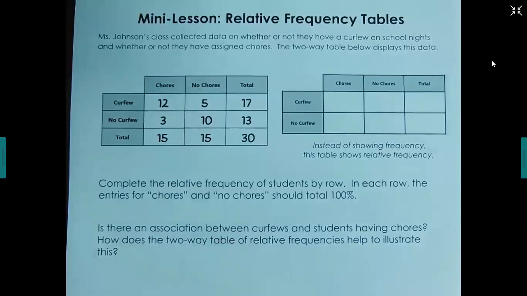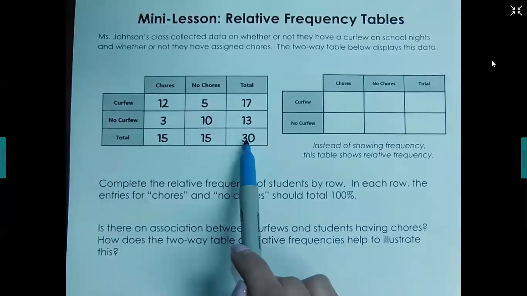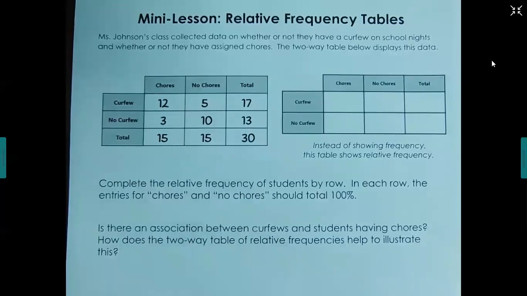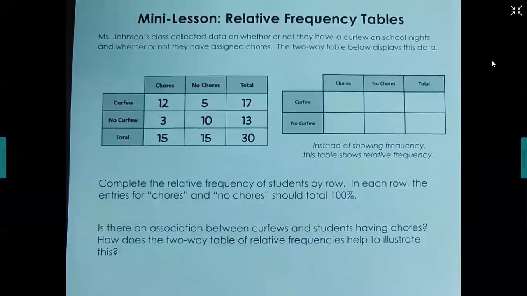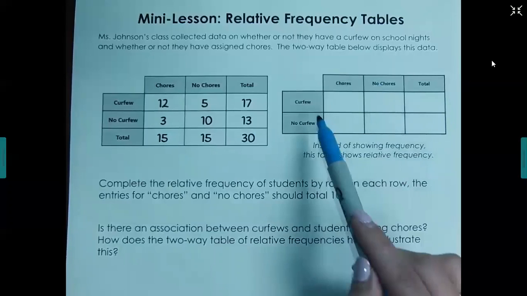So this is an example of a frequency. So we know, for instance, that there are 12 students that have curfews and that have chores. We also know our frequency. There are 30 students in the entire class. Or we could say that there are 13 students without a curfew. So those values are representative of a frequency. Now, a relative frequency does a comparison to the total. So we are actually going to calculate some relative frequencies looking at this specific example.